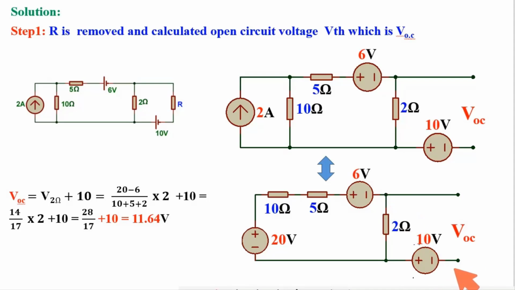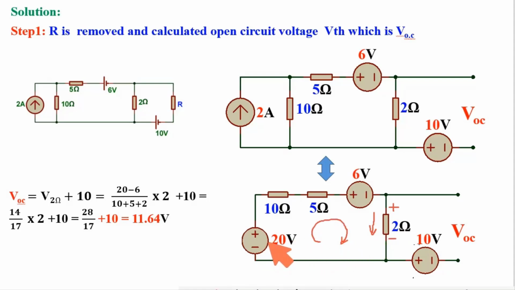So in between these 2 points, what are there? That will be the summation of potential drop across this 2 ohm resistance and this 10 volt. To get potential drop across this 2 ohm resistance, I need to find the current flow through this 2 ohm resistance. So what is the current flow through this 2 ohm resistance? The current will flow in this loop.